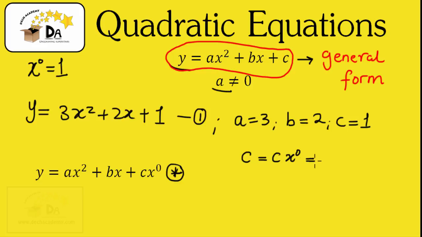Because this is the same thing as c, because x to the 0 is 1. That's all that has been done. So no rule has been broken. So if you consider this to be the general form of a quadratic equation, we now have 3 x terms on the right hand side.